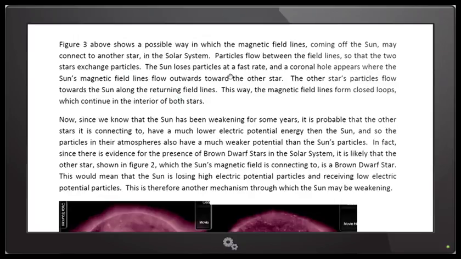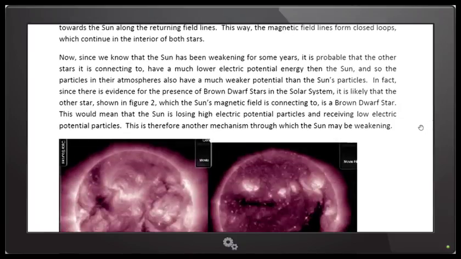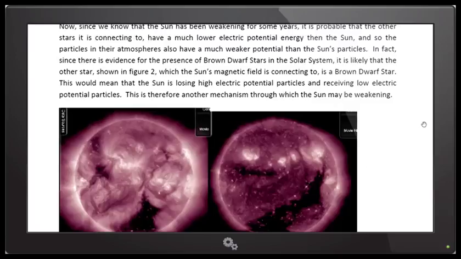It states that the sun loses particles at a fast rate, and a coronal hole appears where the sun's magnetic field lines flow outward toward the other star. So basically, again, ladies and gentlemen, the sun has made this portal connection with the brown dwarf. We feel that the brown dwarf has situated itself below the sun. We also feel that there is a very high possibility that there are other objects within the inner solar system very close to the sun, and they are actually making their own portal connections with the sun, therefore weakening the sun and possibly causing the sun to go dark.